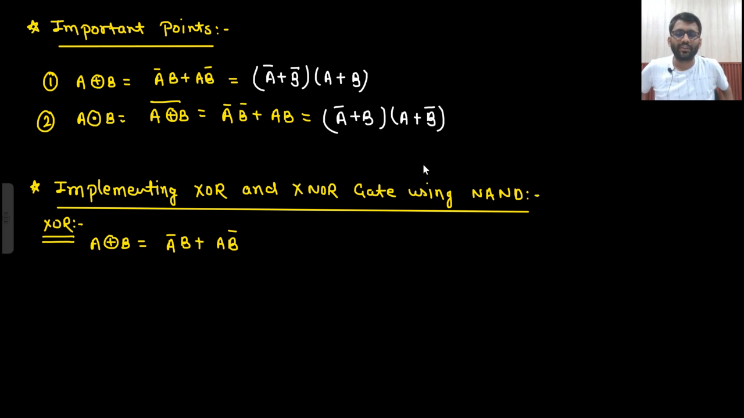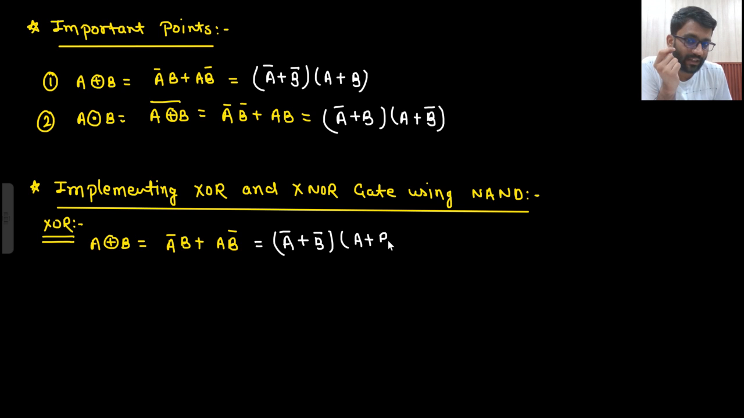So let's solve this problem. You need to implement XOR gate using NAND gate. A XOR B is A bar B plus A B bar. First question, is this the form you want? Yes, I want this form. This is sum of product form. But bar is there. Can you do anything? Yes, I can. I remember another form of it: (A bar plus B bar) into (A plus B). So I will think about this form as well.